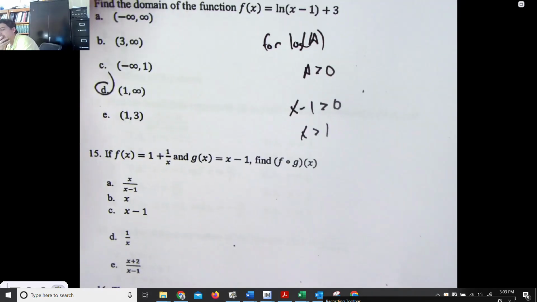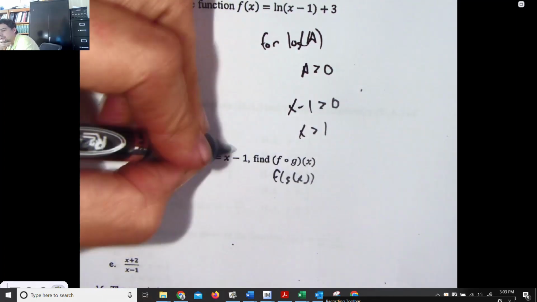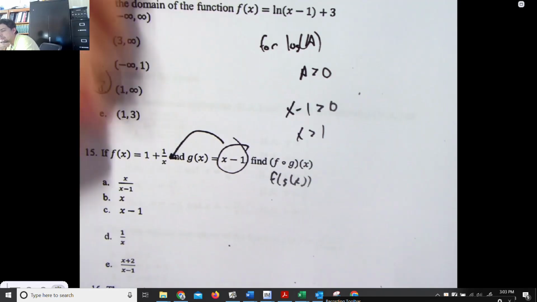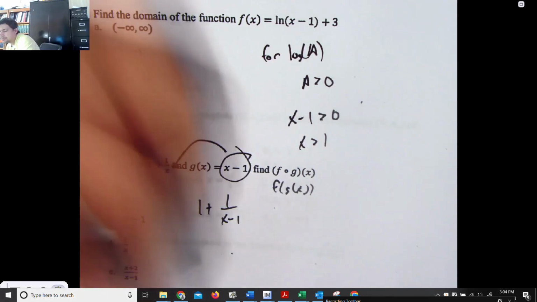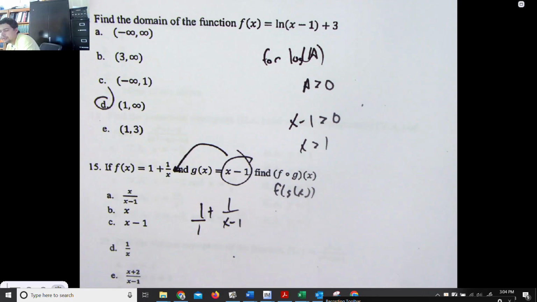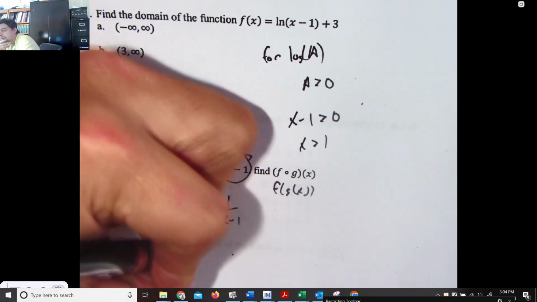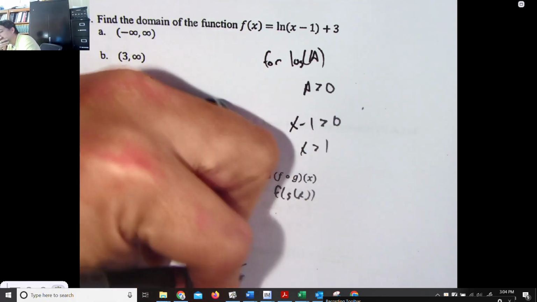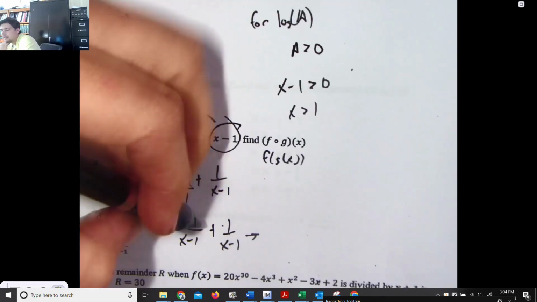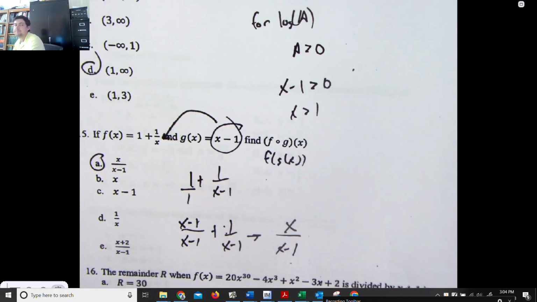We got function composition. F of g of x, better known as f composed of g of x, means that x becomes x minus 1. And of course, they're going to have you add fractions together. They are. It's just the way it is. To add two fractions together, you have to have a common denominator. So we can turn 1 over 1 into x minus 1 over x minus 1 because that's still 1. And then we can actually add things together. X minus 1 plus 1 is just x, and then x minus 1 for the denominator.